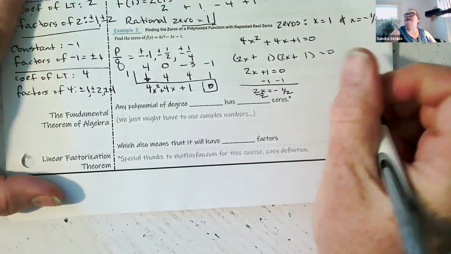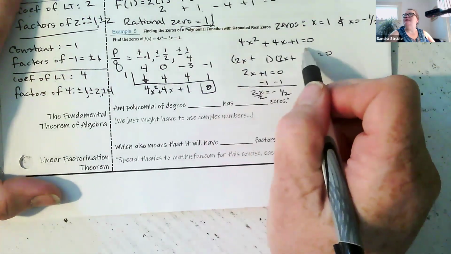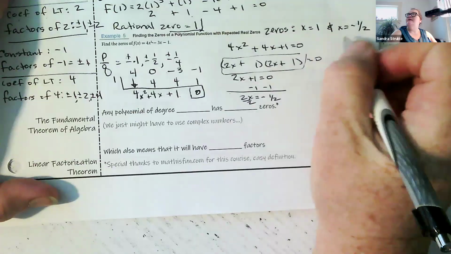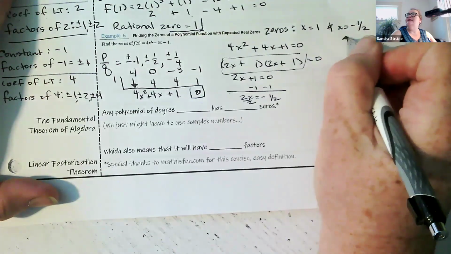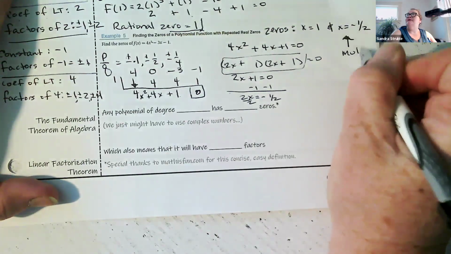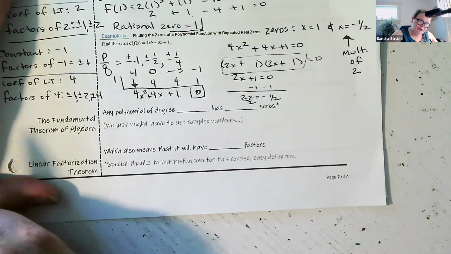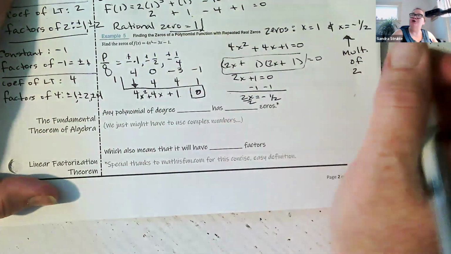-1/2. Now, what you need to understand is because there were 2 of these and I only had to solve for 1, this one is a double, so it has a multiplicity of 2. Okay, make sure you can understand that. We're still talking about multiplicities.